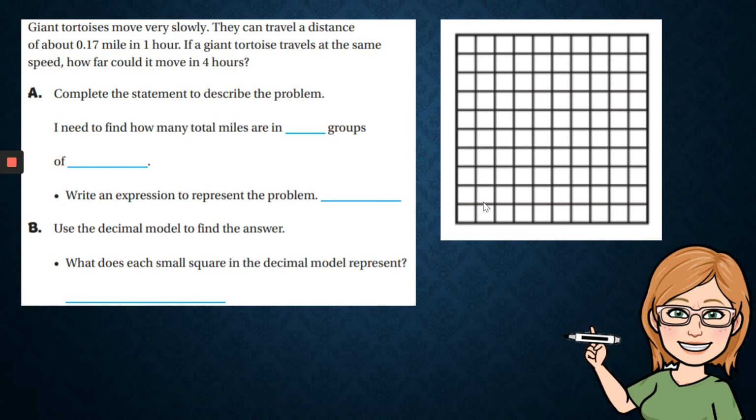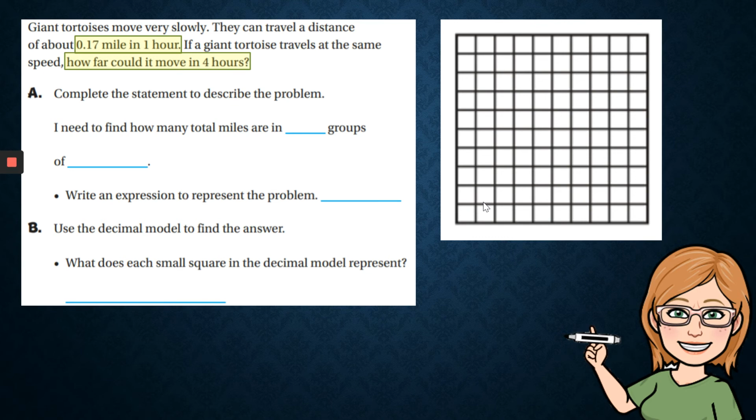Okay, and now we're going to multiply using a hundreds flat. Giant tortoises move slowly. They can travel a distance of about 17 hundredths of a mile in 1 hour. If a giant tortoise travels at the same speed, how far could it move in 4 hours? So here are our key words and numbers. 17 hundredths of a mile in 1 hour. How far could it move in 4 hours? So 17 hundredths and 17 hundredths and 17 hundredths and 17 hundredths.